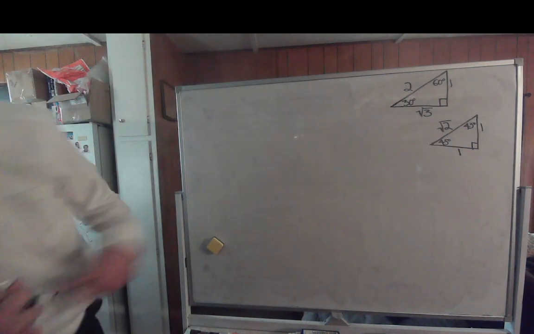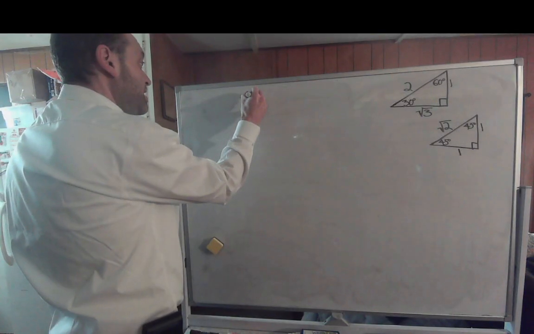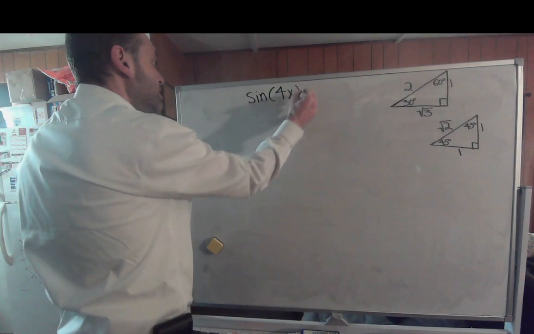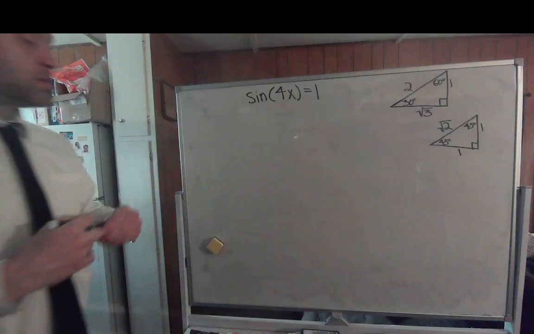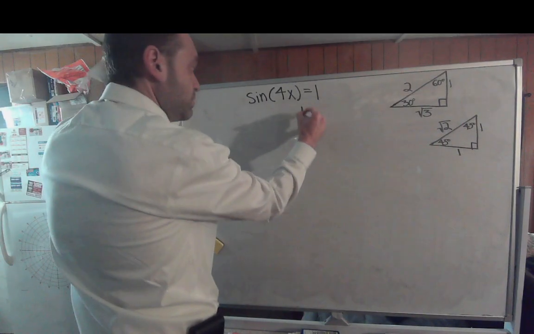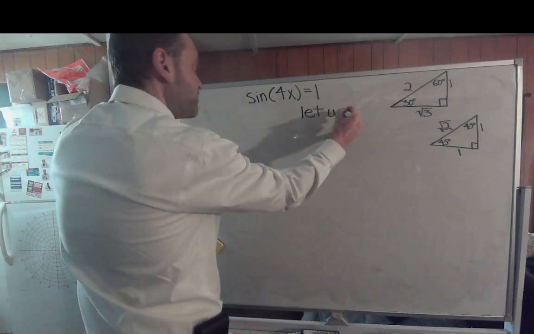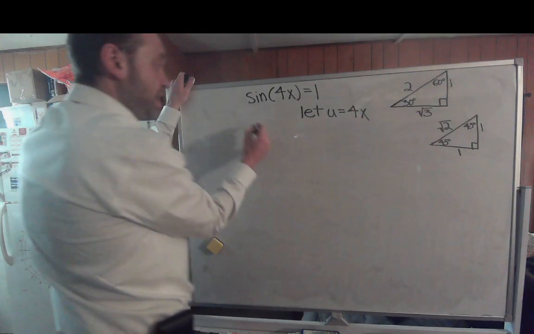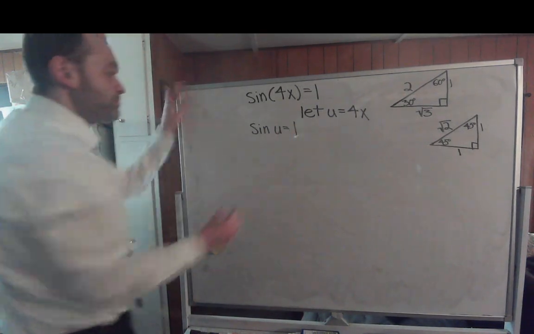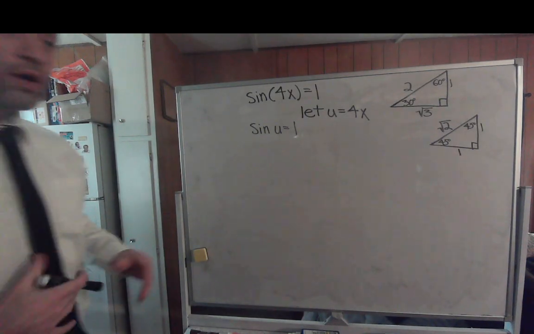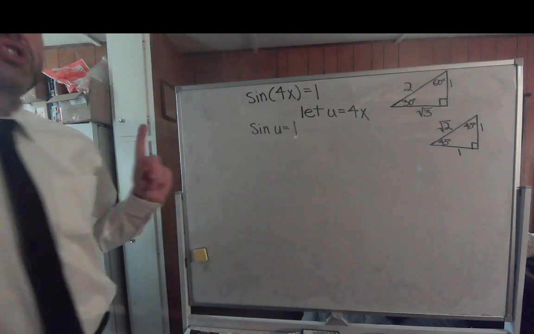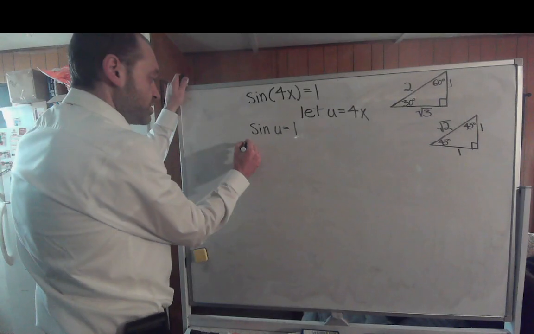Alright. So we have here that the sine of 4x is equal to 1. Okay, so we can let u equal that 4x. So now we can temporarily turn this into the sine of u equals 1. Now, what angle in the interval from 0 to 2 pi will give you a sine of 1? That would just be pi over 2 and only pi over 2.